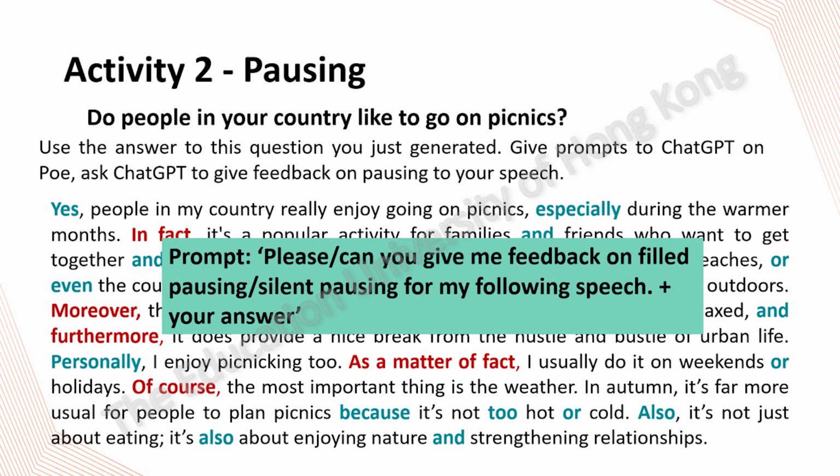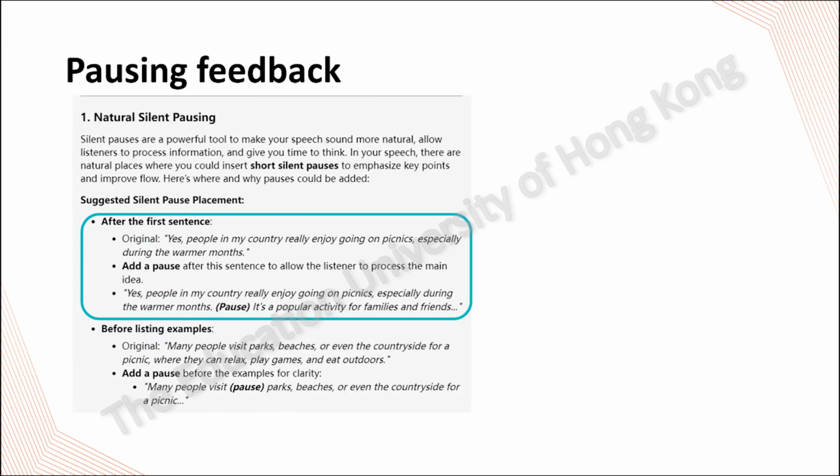Another key indicator for fluency and coherence is pausing. Let's try to focus on it this time. Please talk to ChatGPT. Use the prompt, "Please give me feedback on filled pausing or silent pausing for my following speech." Then read aloud the sentences. This is the response of feedback on silent pauses. Feedback from the AI tool suggested having silent pauses after an utterance.